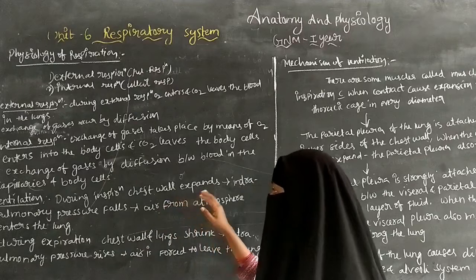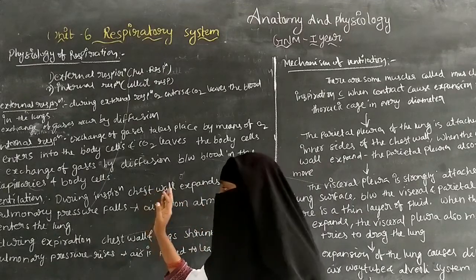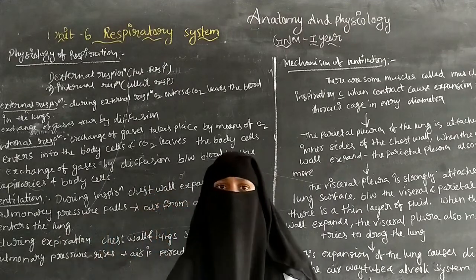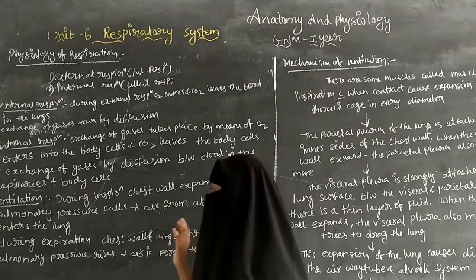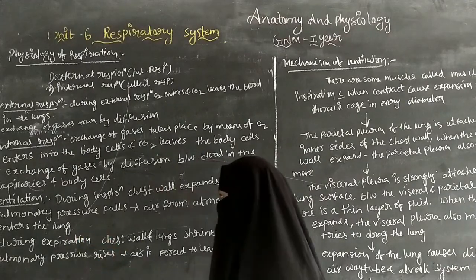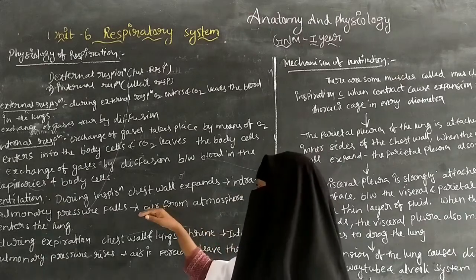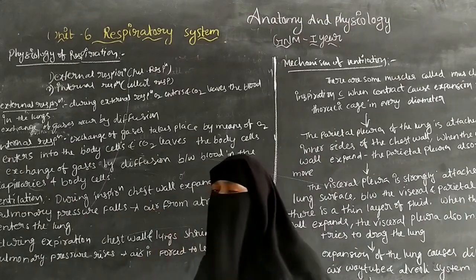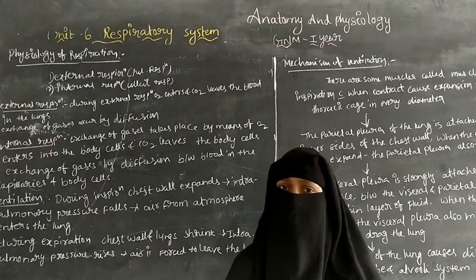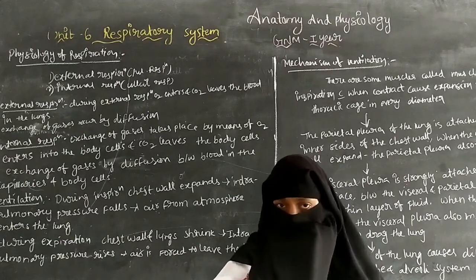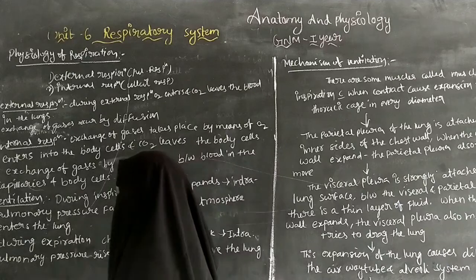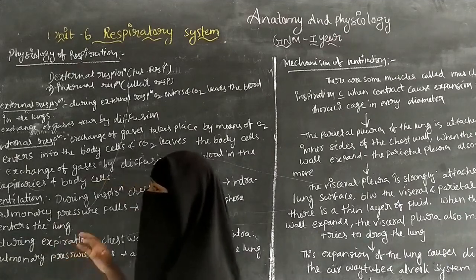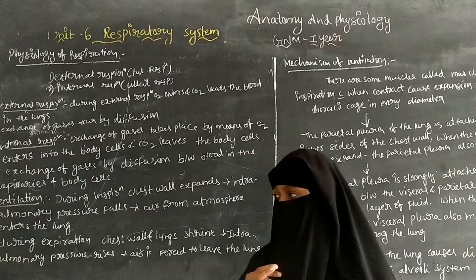So because of the expansion of the chest wall the pulmonary pressure decreases, and the air from the atmosphere enters the lung. So during inspiration the air enters into the lungs from the atmosphere.